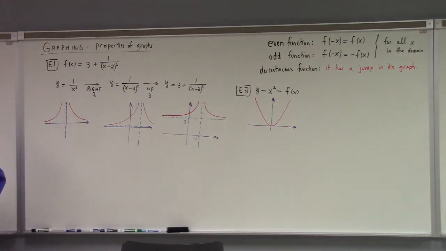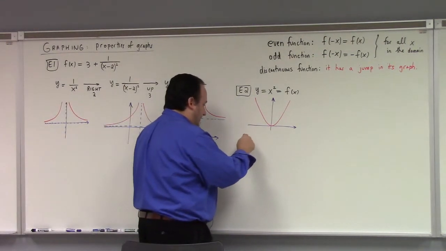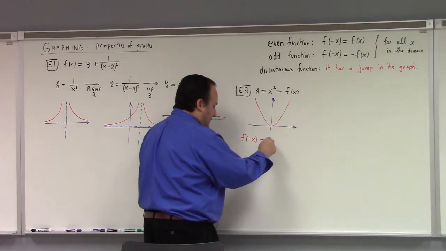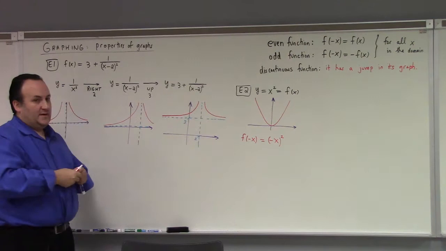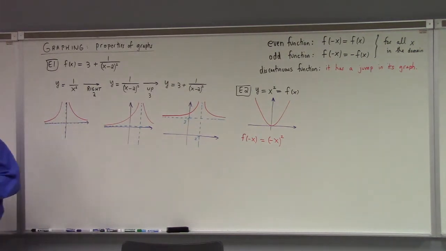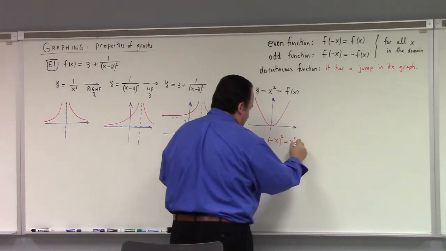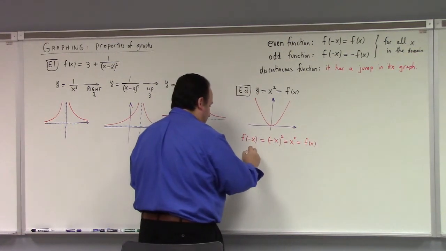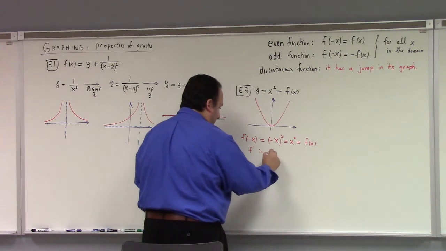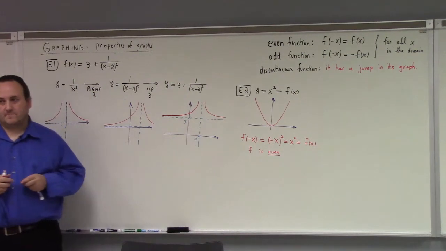Is this an even function? It is. Let's see why. So if we check it, f of minus x is equal to (minus x) squared. What happens when we square the minus? It becomes positive, right? Poof, it's gone. So this is just equal to x squared, which, by the way, is equal to f of x. So this shows, indeed, f is even, right? This is an even function.